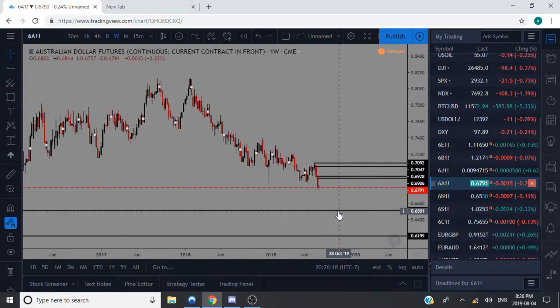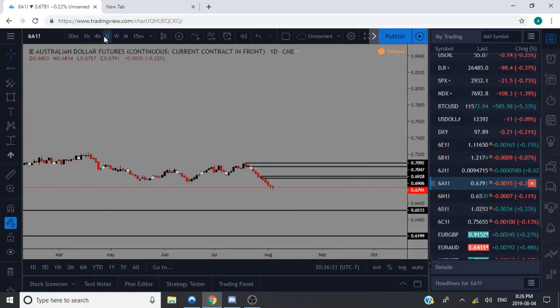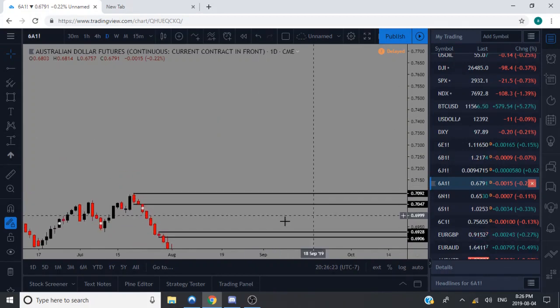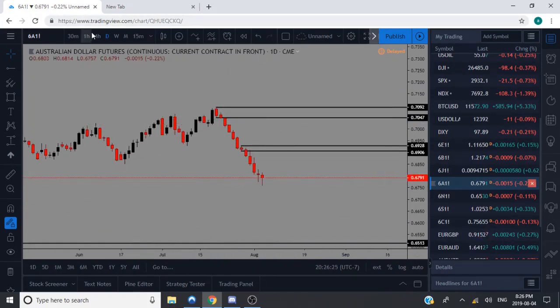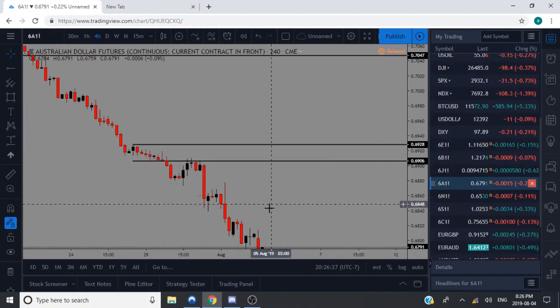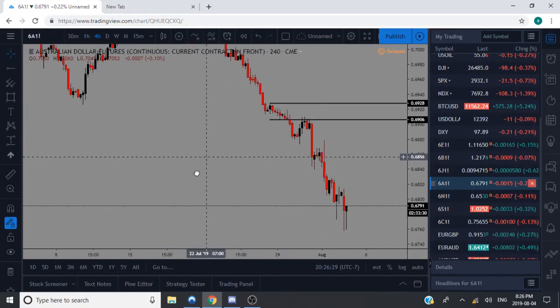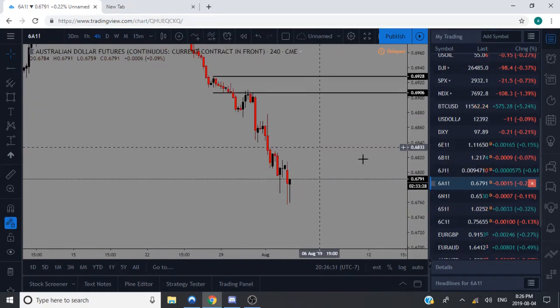Let's see. Anything? Yeah, we've still got a long ways to go on the weekly time frame. Daily's just still going down, trying to catch pullbacks for that selling opportunity. This thing just literally has been going down.